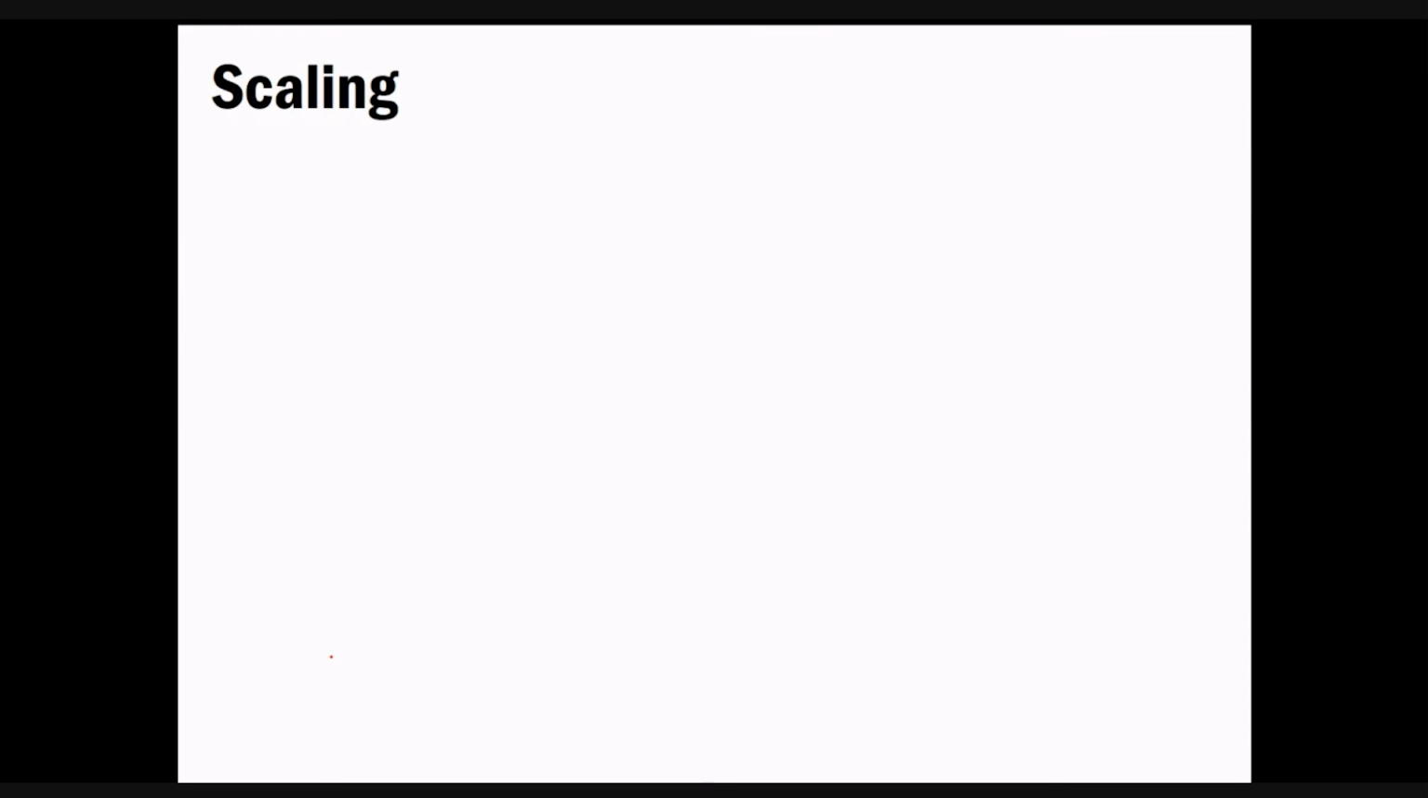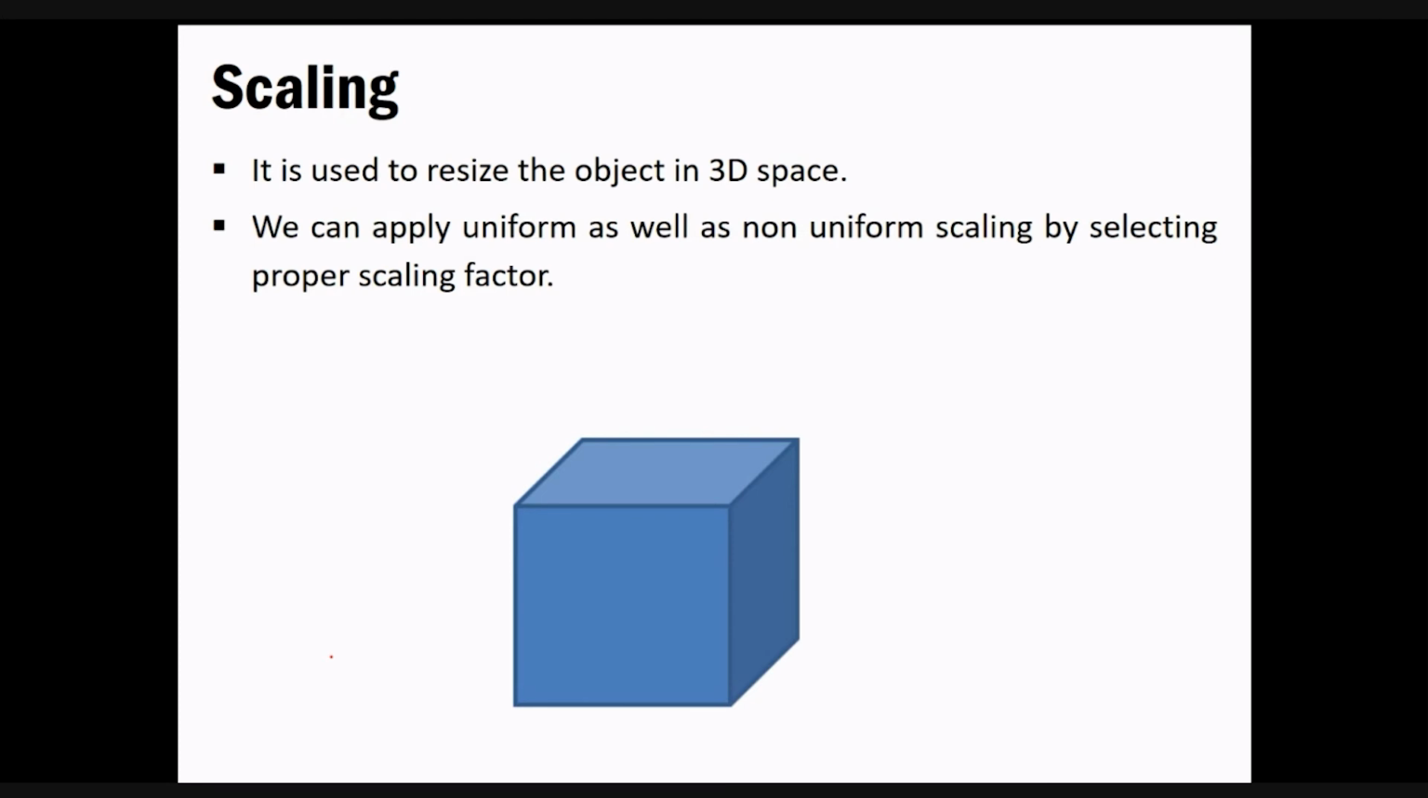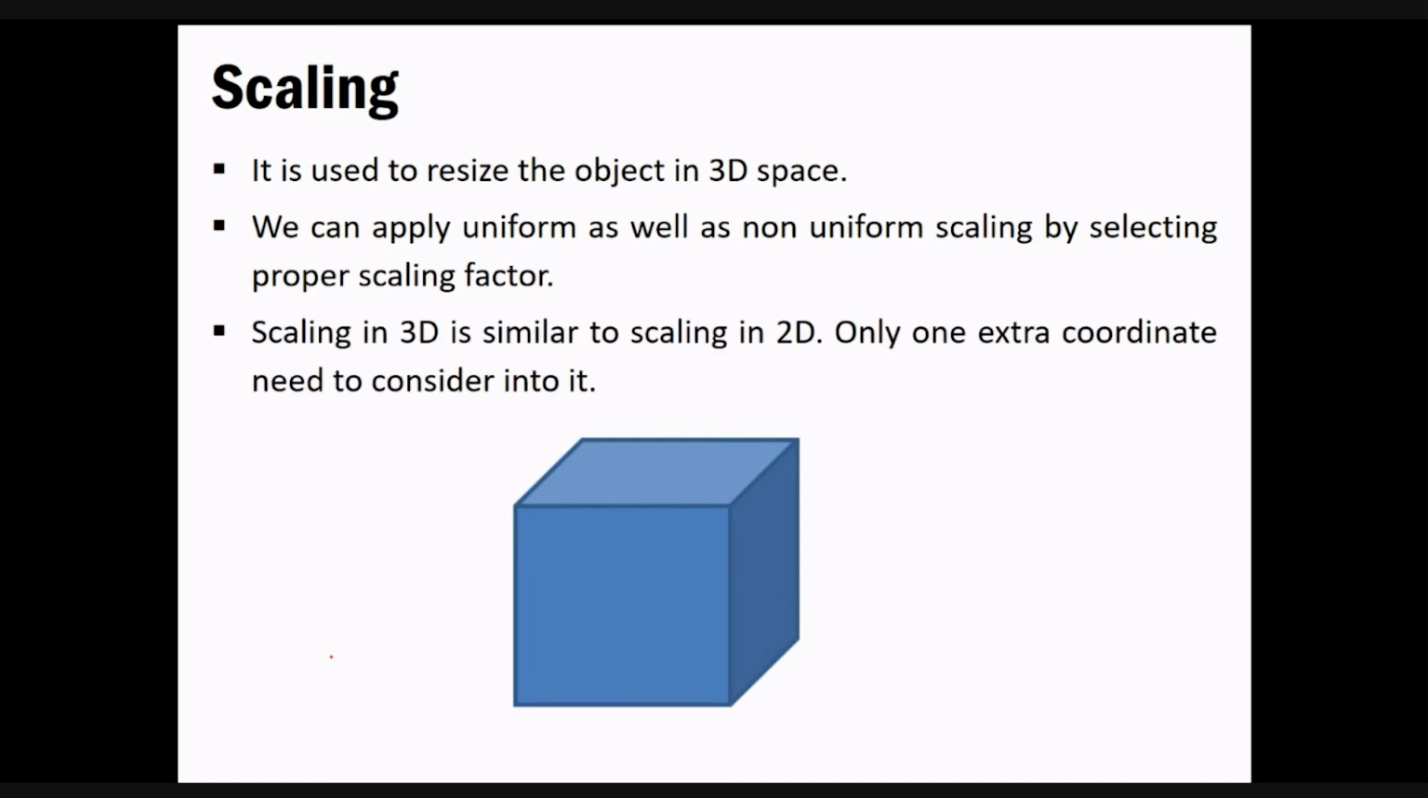We have one more thing to do in today's lecture, which is scaling. As you already know, it is nothing but resizing the object in 3D space, while the concept remains the same. We can apply uniform as well as non-uniform scaling by selecting the proper scaling factor. If you keep all three factors the same, you get a uniform scaled object, and if you don't, non-uniform scaling is performed.